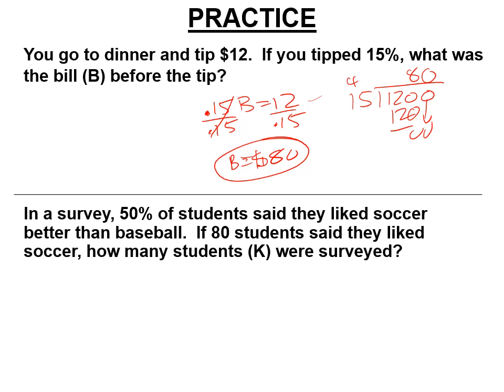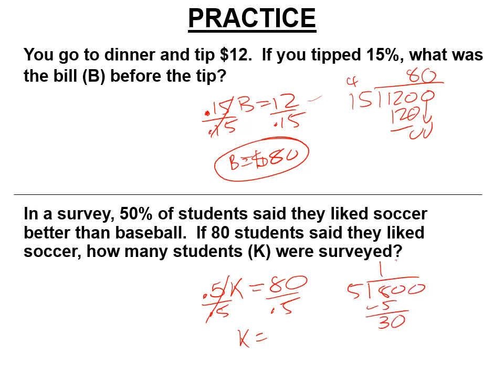So you have 50%, 0.5 times the number of students. I used K instead of S so it doesn't look like a 5, and I already have a 5 in the problem. Divide both sides by 0.5, and you're going to do 5 into 800. 5 into 8 goes once. 5 into 30 goes 6. 5 into 0. If half the students was 80, the whole students was twice that, 160, which is the same as dividing by 1/2, 0.5.